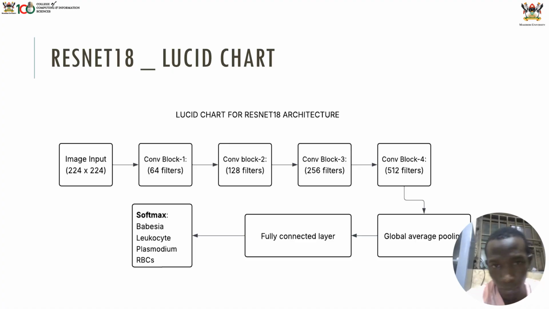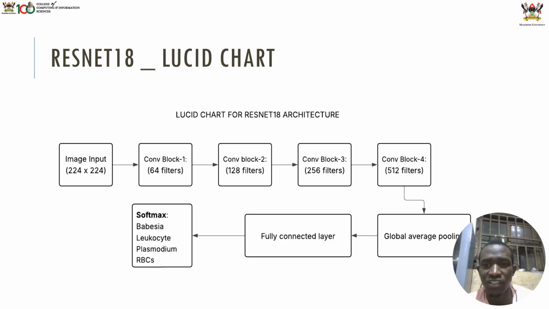Then in the final layer, we have the 512 filters. This is the final layer. This layer extracts the very complex and abstract features, such as full object representations. And at this stage, the model has a deep understanding of the image content, and it can easily distinguish between a healthy and unhealthy cell or image.